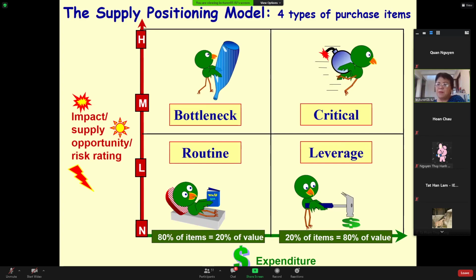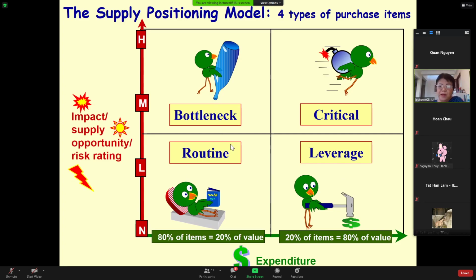I gave the supply model again and again because I know that it's important in the supply chain. You have to analyze and identify, among your suppliers and the things that you are going to buy for your company, who belongs to what in this quadrant. They are routine, or leverage, bottleneck, or critical. Because for each quadrant, you have a different strategy to deal with them.